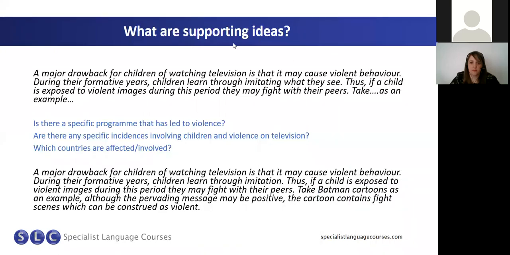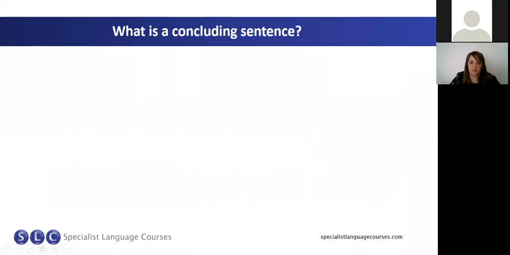Okay, so we've built up our sentence from main idea, extra information, and supporting ideas, in this case examples. And in order to finish our sentence, it's a good idea to have a concluding sentence to our paragraph. So, what is a concluding sentence? A concluding sentence wraps up your paragraph and reminds the reader or the examiner of your main idea. It's important because it creates cohesion in your paragraph structure, and it also creates cohesion throughout your essay. So each idea and each paragraph are linked to each other, creating a cohesive essay.